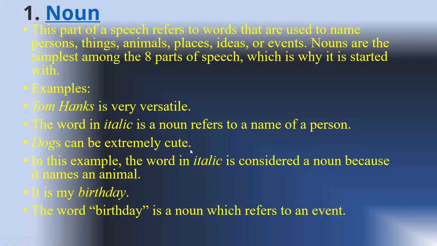Dogs can be extremely cute, nice, gentle. Dogs is a noun. In this example the word in italics is considered a noun because it names an animal. Not the name of an individual animal, no, it's the name of a species, a group of animals. It's my birthday, so it's an event. It's a noun.